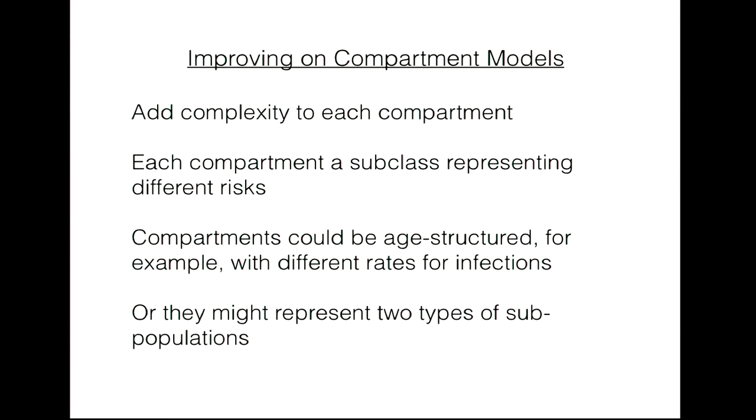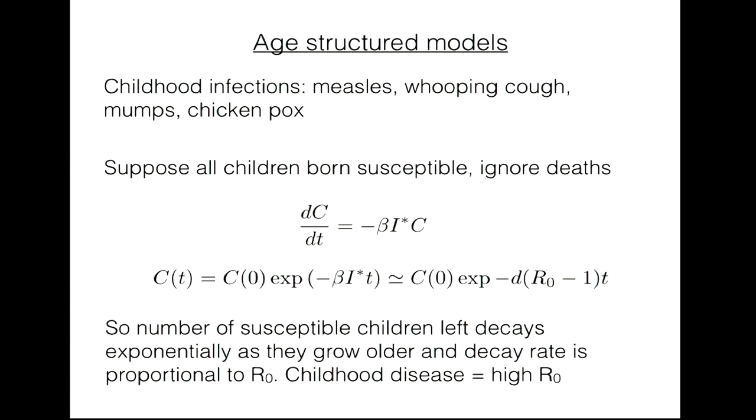So one way of doing this is just, as I said, adding complexity to each compartment, making each compartment mini sub-compartments, which reflect one or the other feature that you want to try and capture. So each compartment could have certain subclasses that represent different risks for infection. They could be structured by age, with different rates for infection for old and young people, or they could represent different distinct types of subpopulations.